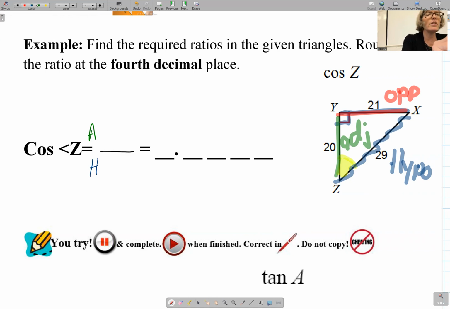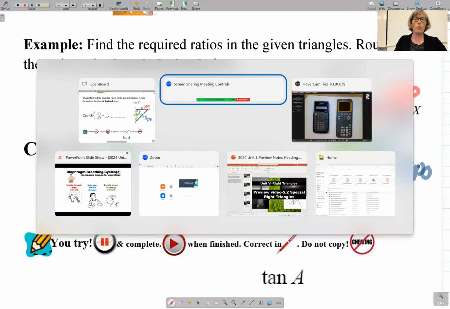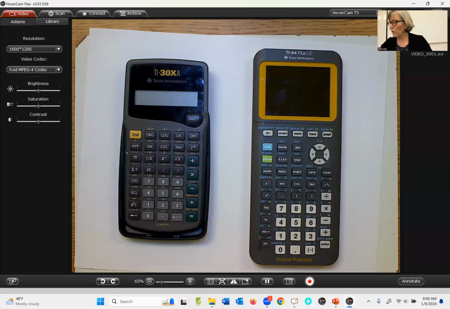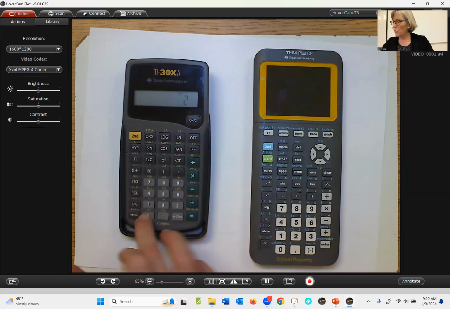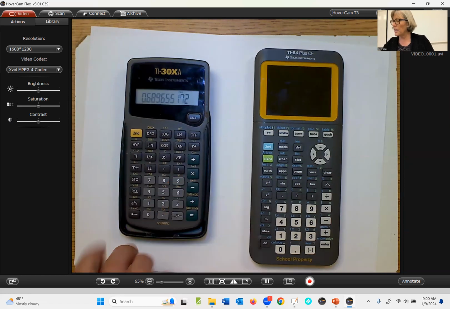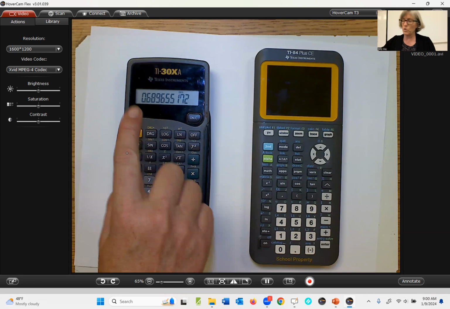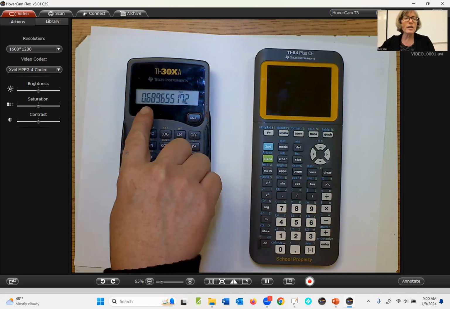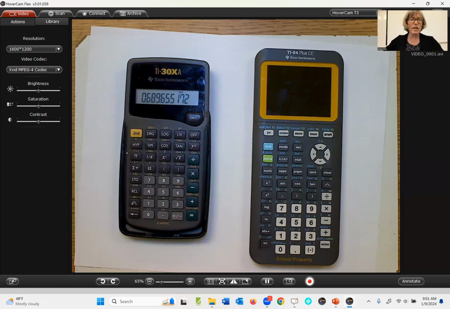So our adjacent here is 20. Our hypo is 29. So if I want the cosine ratio in decimal form, I simply do 20 divided by 29. We're going to take everything out to the fourth decimal. There's a reason why. 0.6897.